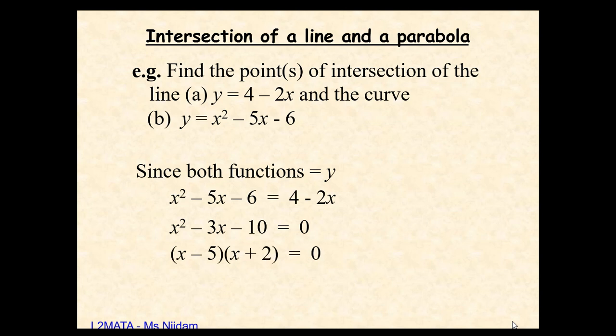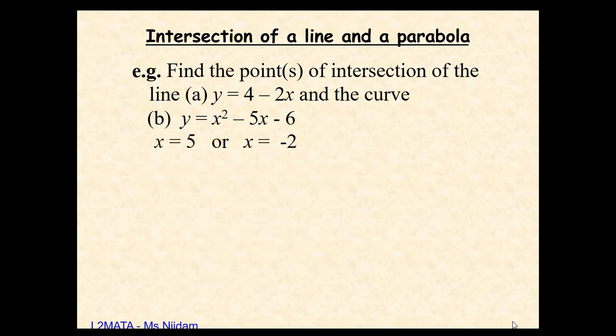We should find the factorised form to be (x minus 5) times (x plus 2) in brackets is equal to 0. So that means that either x minus 5 is equal to 0 or x plus 2 is equal to 0, thus giving the solutions for x as 5 or negative 2.